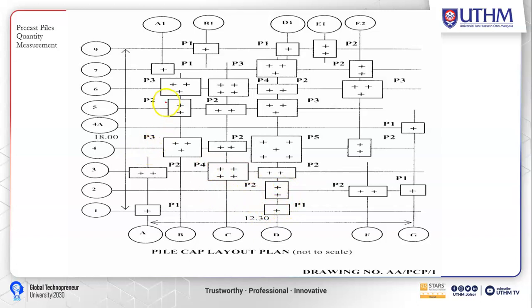So in this layout, basically they will indicate the piling points, the piling work points. They show to you P1 has 1 point, P2 has 2 points, P3 has 3 points of piling work, P4 is also given 4 points of piling work, and P5 they will give you the indicator of 5 points of piling work.